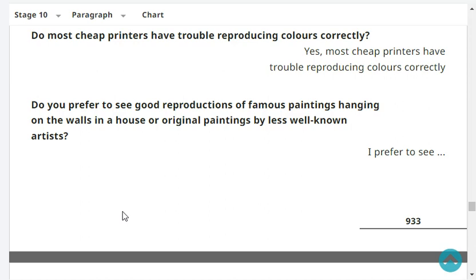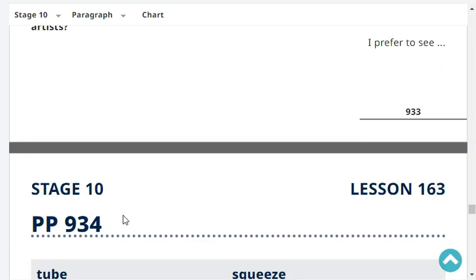Do you prefer to see good reproductions of famous paintings hanging on the walls in a house or original paintings by less well-known artists? I prefer to see original paintings by less well-known artists than good reproductions of famous paintings hanging on the walls in a house. Very good.